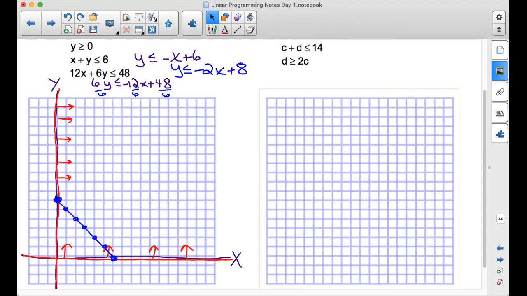The next one I have to graph up here at 8, and now I'm going down 2 and right 1. I notice they connect, so I'm really kind of bolding that area where they connect.